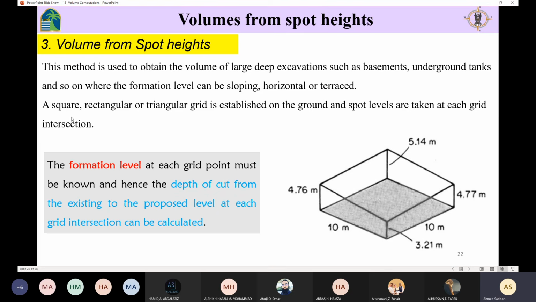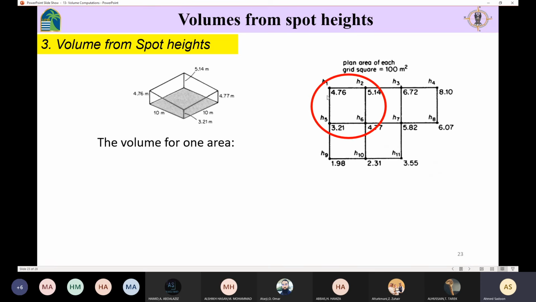So how to use this method? We need to create a square, rectangular, or triangular grid. We need to form a grid on the ground. And the spot levels are taken at each grid intersection. So we need to create grids like this. It could be made from rectangles and triangles and so on. And then at each intersection like that, we need to evaluate the reduced level.